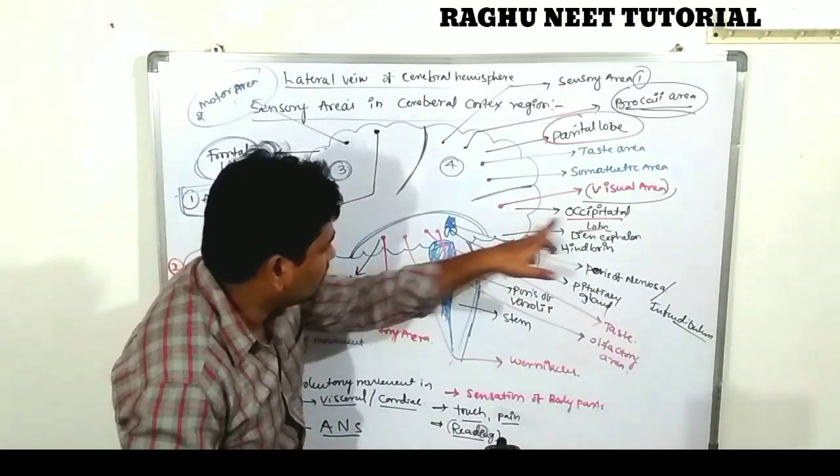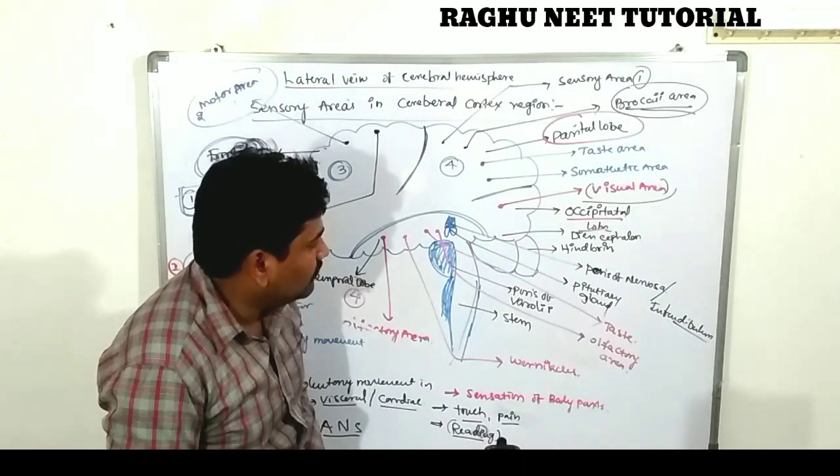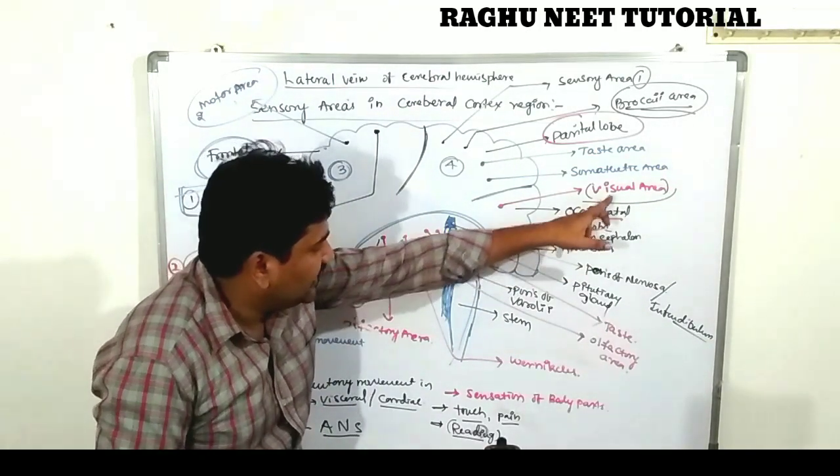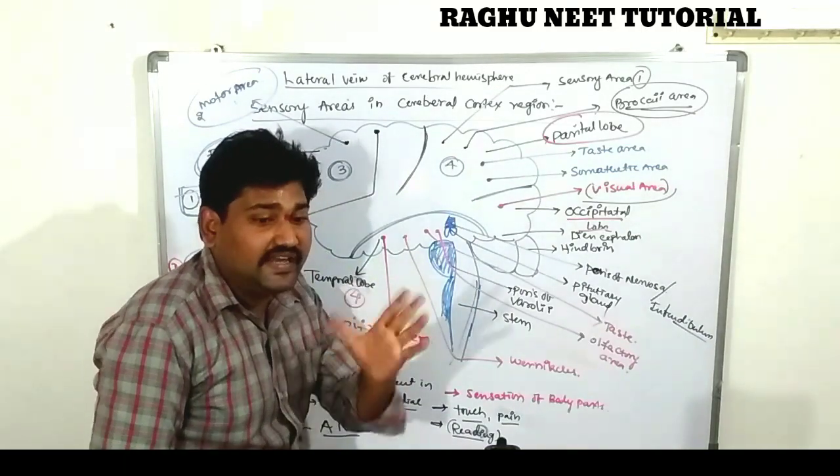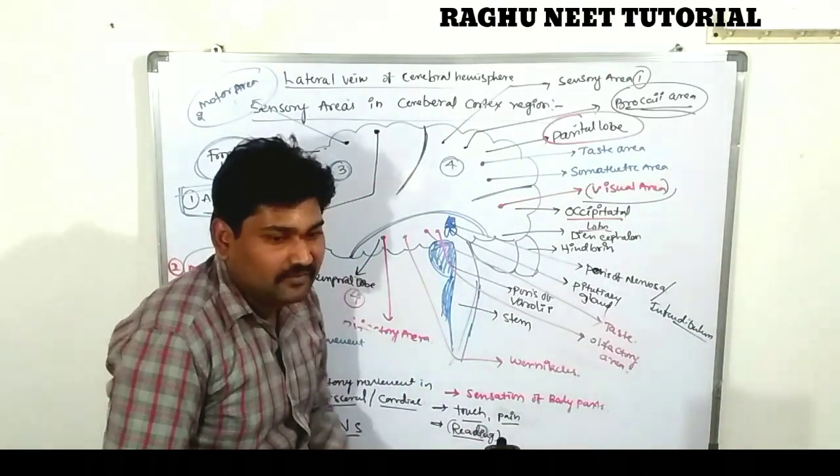These 4 are complete. Next one is the occipital lobe. This occipital lobe contains only one area, the visual area, which is useful for reading.